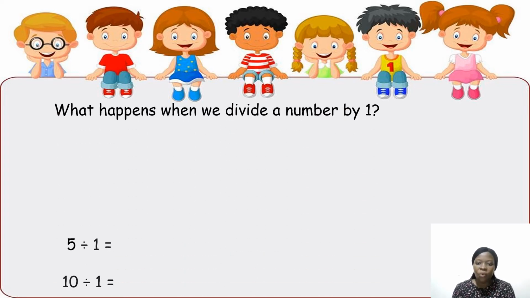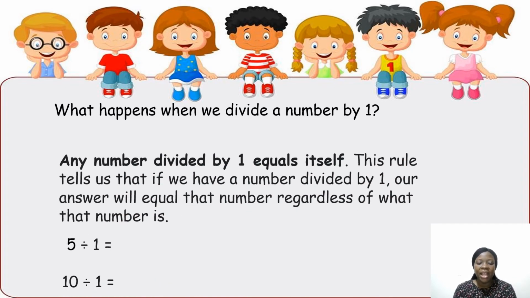Now, what happens when we divide a number by 1? In the previous slide, we saw what happens when we divide a number by itself, and we learned that when you divide a number by itself, you would always have 1. So 5 divided by 5 is 1, 10 divided by 10 is 1, 20 divided by 20 is 1. Now let's find out what happens when we divide a number by 1. Any number divided by 1 equals itself.